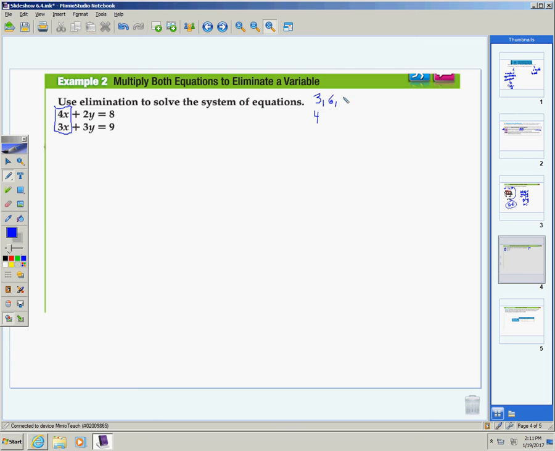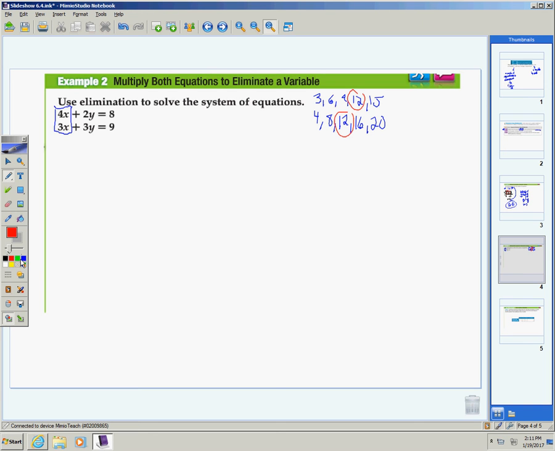So I'm just going to start listing out multiples of 3 and 4. 3 goes 3, 6, 9, 12, 15. 4 goes 4, 8, 12, 16, 20. And if you notice, my least common multiple is the first number to appear in both lists. So it would be 12.